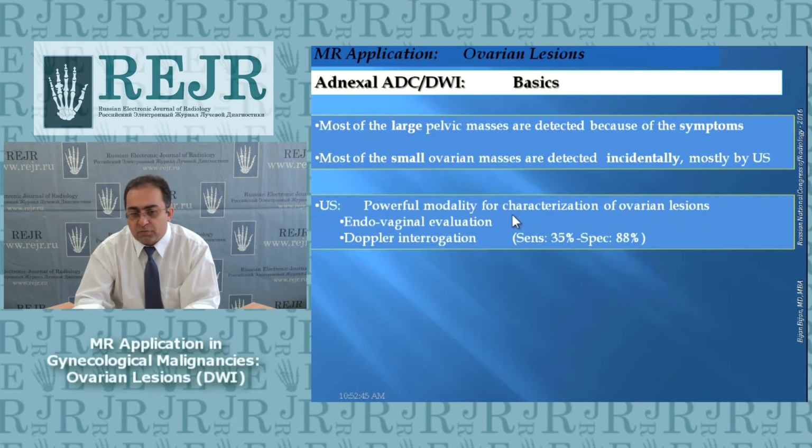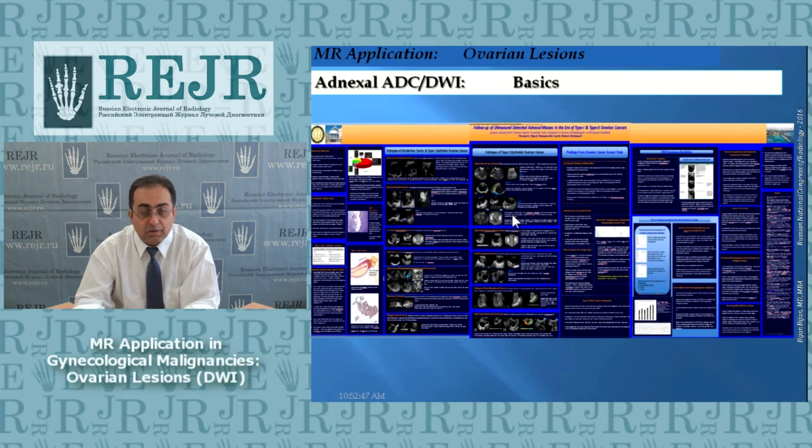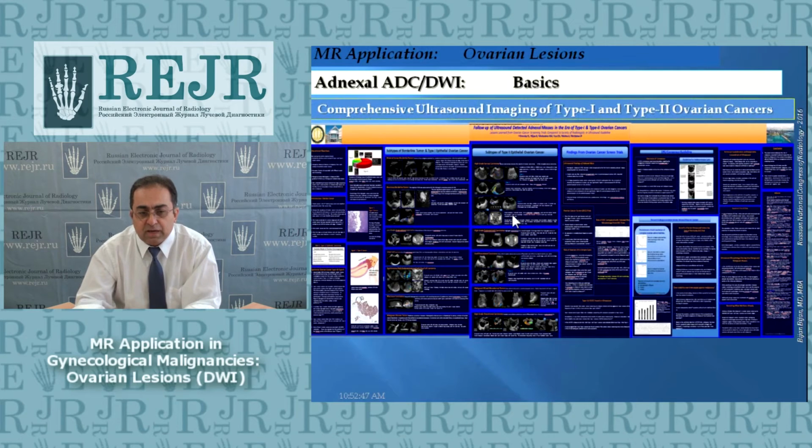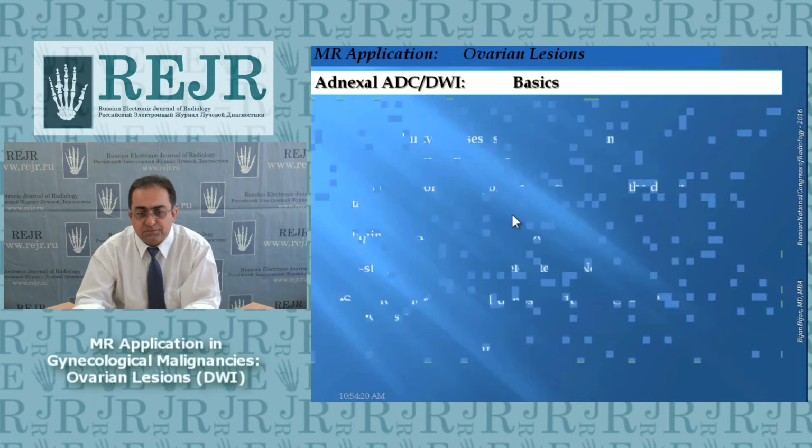Ultrasound is a very powerful modality for characterization of ovarian lesions, but its sensitivity is a little bit guarded. It is less than 50%, although it has a good specificity. Doing endovaginal scanning and Doppler certainly enhances its ability to detect and also to characterize these kinds of lesions. We presented a poster discussing type 1 and type 2 ovarian cancers using ultrasound at RSNA last year, and this is available to you online if you want to download it.